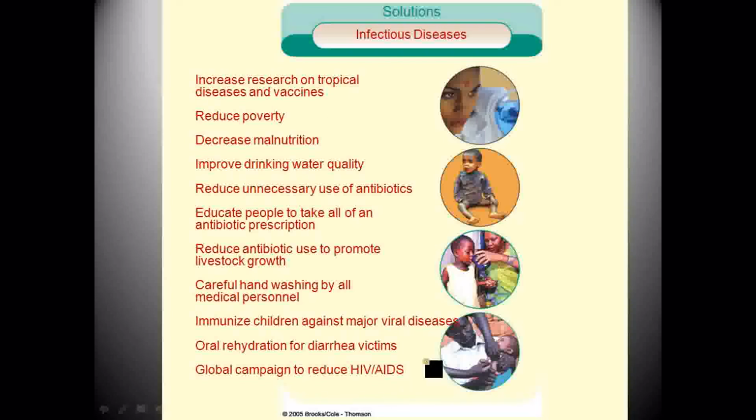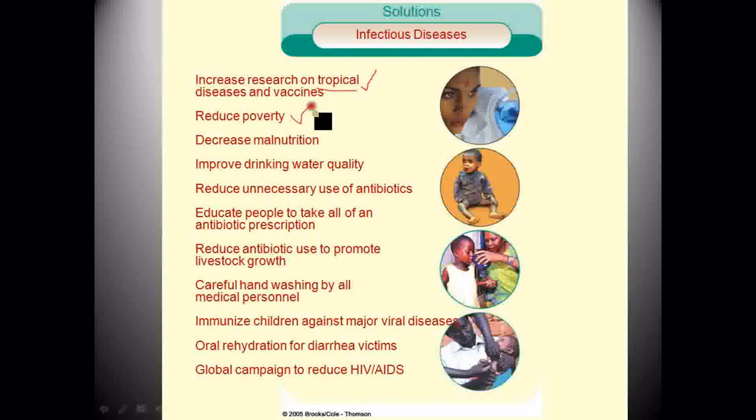One of the things we need to do is focus in on where all the people are. We know the poor countries of the world, the LEDCs, are in Africa and South America, all along the equator. So we need better research into tropical diseases and vaccines. If you're ever interested in medicine, to specialize in tropical diseases would be a very worthwhile specialty for you.